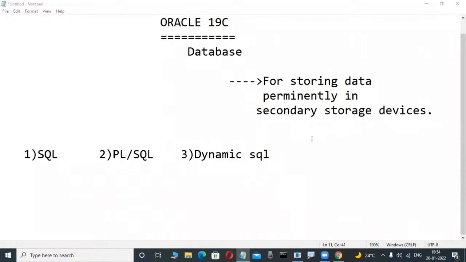A DevOps engineer needs a little bit of SQL, not much. But here we are learning about a pure database, so we are giving so much knowledge. Based on your requirement, you have to take that knowledge.